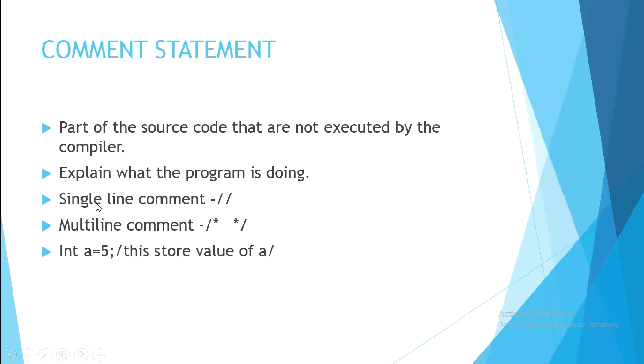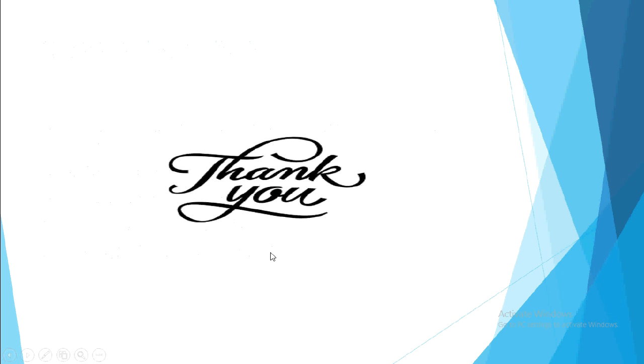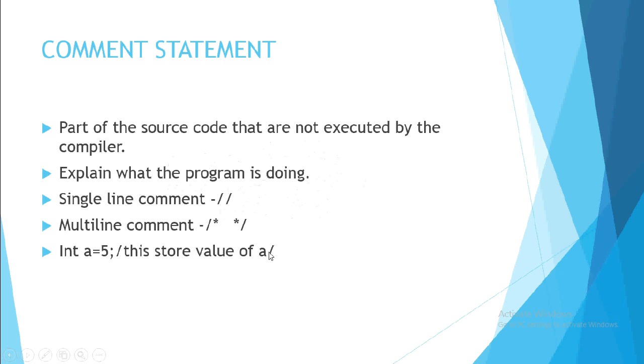If we write a single line comment, we have to use it like this, and in between we write it down. Then for multiple lines, if we are writing many lines and want to tell what they are doing, we use the multiple line comment. For example, int a equal to 5. In the comment I can write: this stores a value of a. But if it is exceeding more than one line, then whatever you have written, at that time you have to use this.